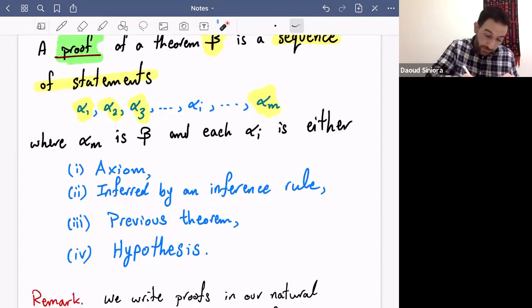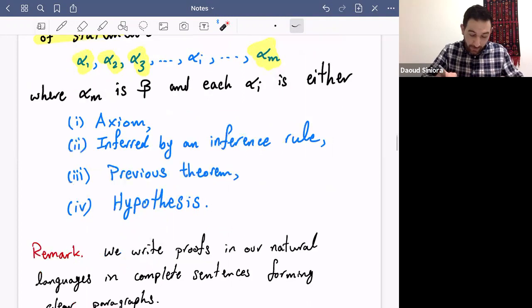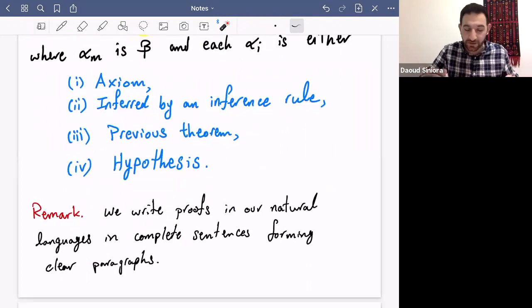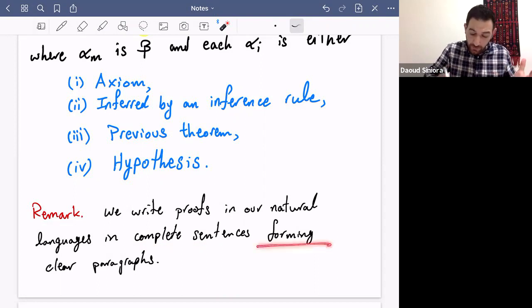And recall that we don't write down the statements in this form. We write them in complete English sentences or any natural language. So we write proofs in our natural languages, in complete sentences separated by punctuation marks. When we finish a sentence, we finish it with a full stop. When we start a new sentence, we start the sentence with a capital letter. And at the end, we will have a clear, understandable paragraph or clear paragraphs.